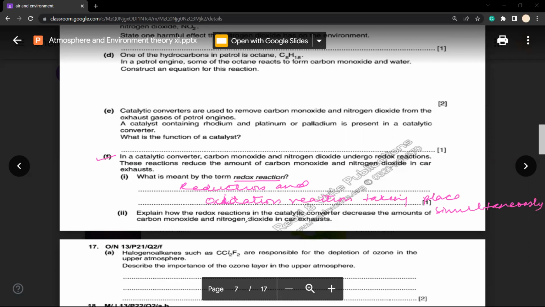Then, explain how the redox reaction in the catalytic converter decreases the amount of these gases. Here you will be writing down the equation that carbon monoxide and nitrogen dioxide combine to give you carbon dioxide and nitrogen. So the harmful gases combine together in the catalytic converter to give you the harmless gases. That is why this is a remedial method, a remedy to reduce the acidic gases so that they do not lead to acid rain.